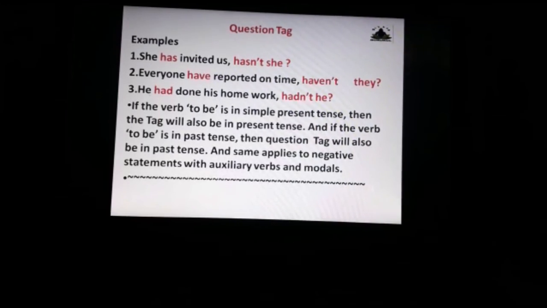Okay. Another point to remember is, children, that if the verb to be is in simple present tense, then the tag will also be in the present tense. And if the verb to be is in the past tense, then the question tag will also be in the past tense. And same applies to negative statements with auxiliary verbs and modals.